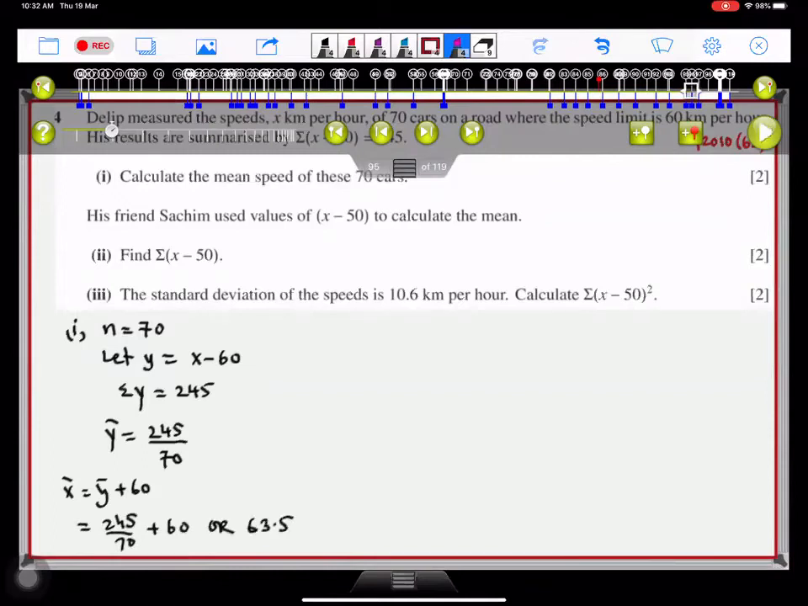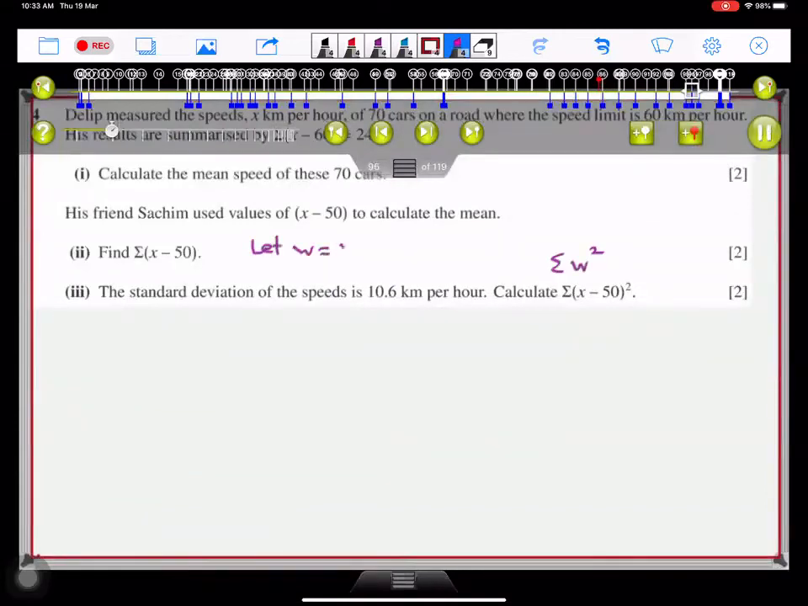Now it says, his friend Sachin used values of x minus 50 to calculate the mean. That means his friend is also too much into stats. And instead of using the original data, he's doing a different kind of coding. Whichever coding Sachin or Dilip uses, there is one truth, that is the x bar, the original mean, will not change. The intermediate coding x bar or y bar or w bar or anything bar could be different based upon the coding, but the final x bar should be the same. And this is the knowledge that we use.